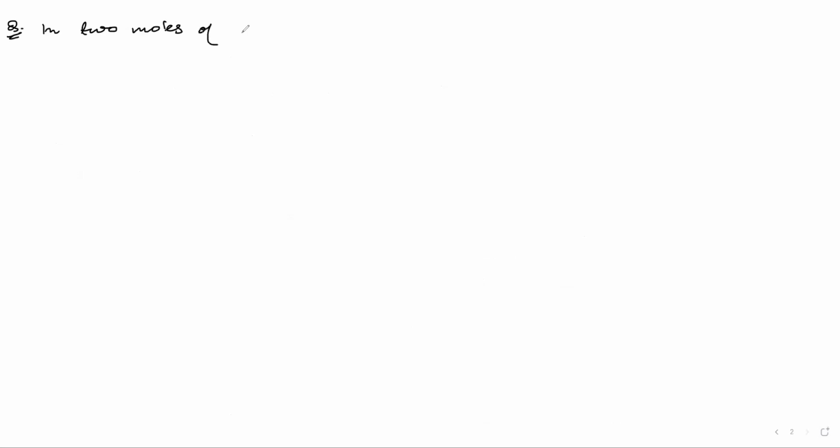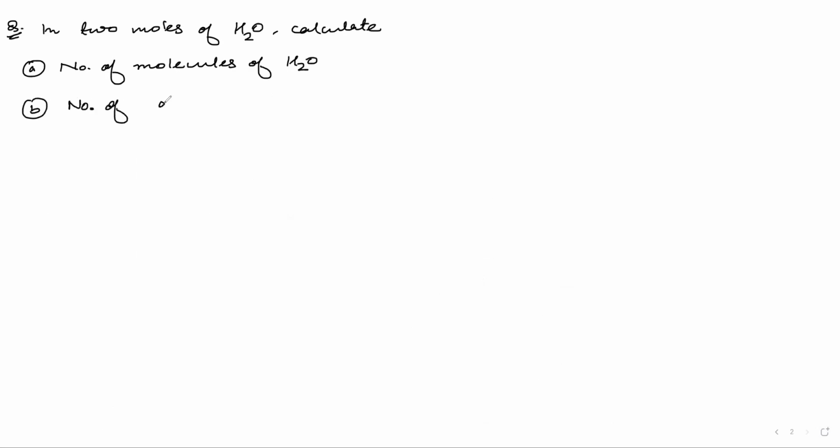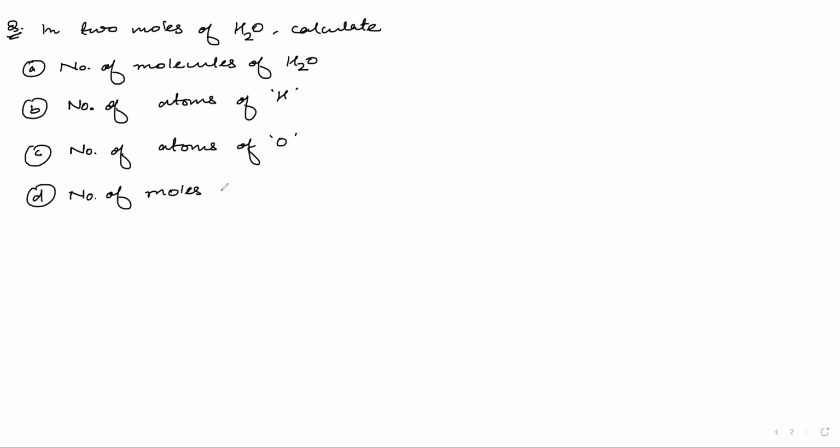In 2 moles of H2O, calculate A, number of molecules of H2O, B, number of atoms of hydrogen, C, number of atoms of oxygen, D, number of moles of H atoms, E, number of moles of oxygen atoms.